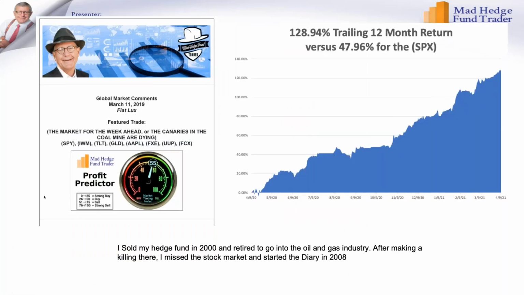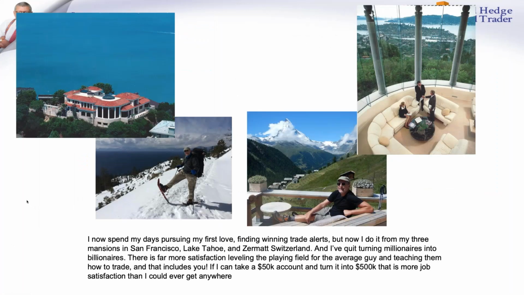I sold my hedge fund in 2000 and retired to go into the oil and gas industry. After making a killing there, I missed the stock market, so I started the Diary of a Mad Hedge Fund Trader in 2008. I now spend my days pursuing my first love, finding winning trade alerts, but now I do it from my 3 mansions in San Francisco, Lake Tahoe, and Zermatt, Switzerland. And I've quit turning millionaires into billionaires.